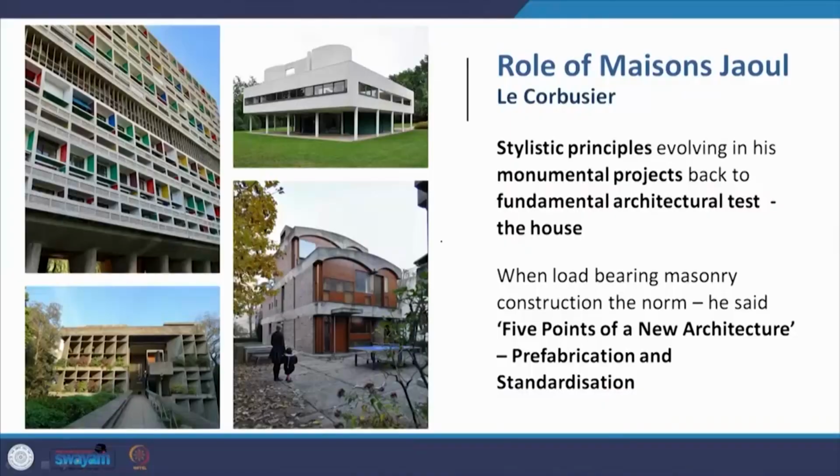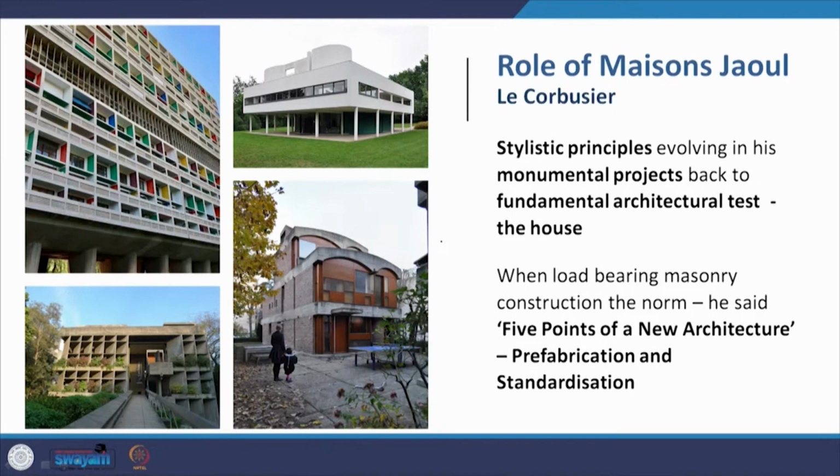Now, of course, there are many such buildings. If you were to start studying them as case studies, you would find that they had a very definitive impact in the way modern architecture got shaped in the 20th and 21st century. But let us talk about one. The role of what is called Maison Jaoul, a set of two houses built by Le Corbusier in the 1950s in France. Maison in French means a house, so this is the Jaoul houses.